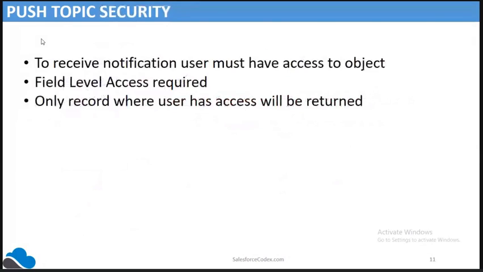Next is push topic security, because in a platform event we have seen that we can secure it using message encryption. In the case of push topic security, because of the SOQL query we are writing, whatever records I have access to, only I will get notifications for those records. That particular record is not there for me. Nowadays people are working on a queue-based concept, and if you are not part of a particular queue, you will not get notification for that.